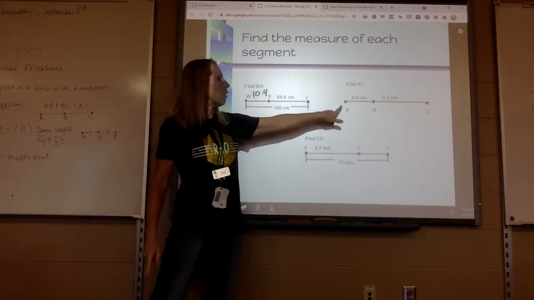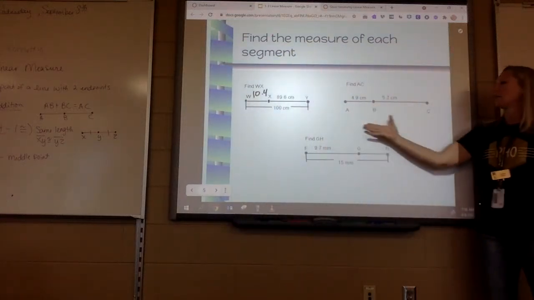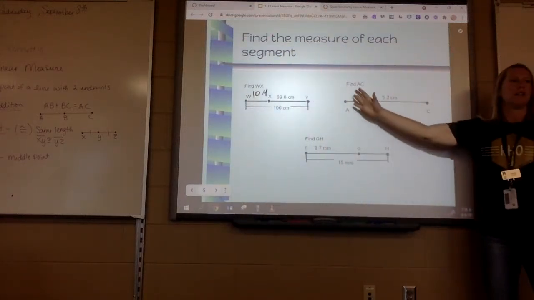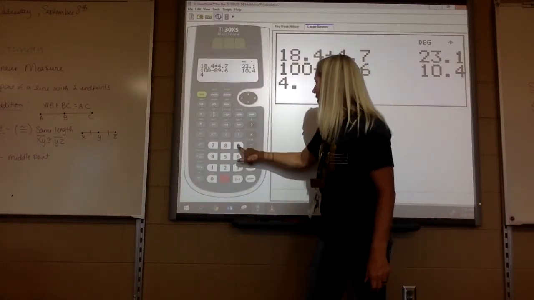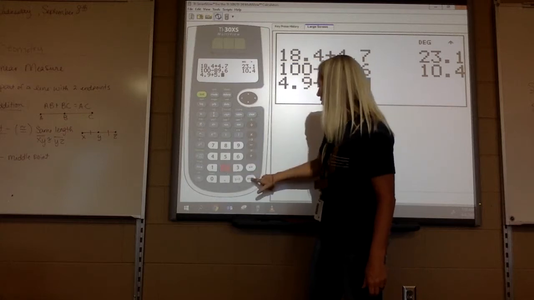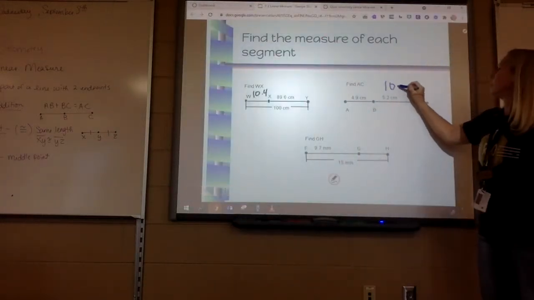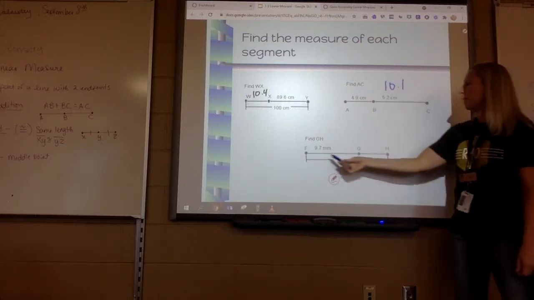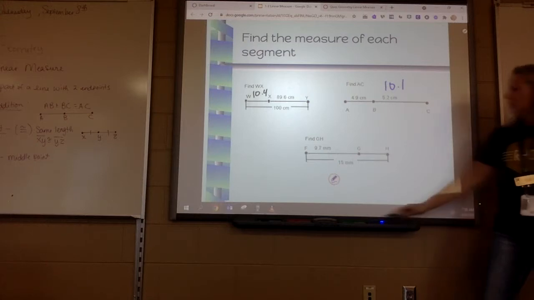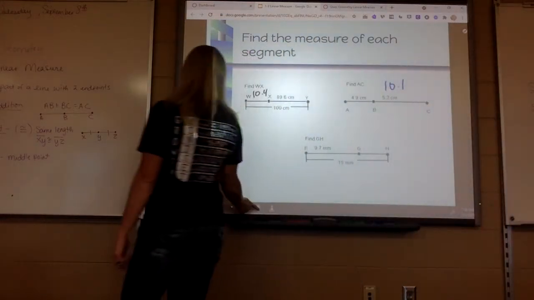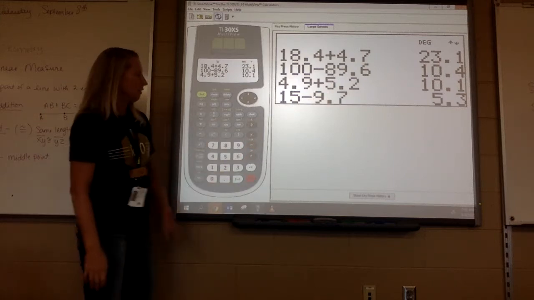Okay, what about this one? What would I do to get the whole length AC? Would I add or subtract? Add both of them. I would add them together: 4.9 plus 5.2, and I get 10.1. And then on this one I'm given the whole length again, so would I add or subtract? Subtract. 15 minus 9.7 is 5.3.